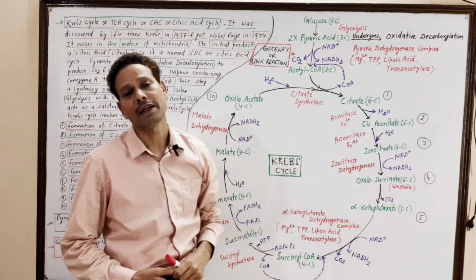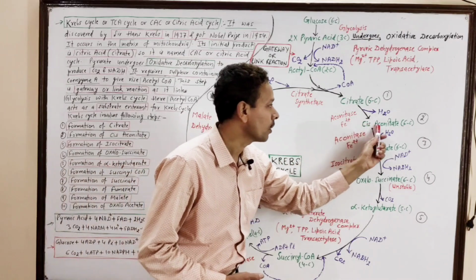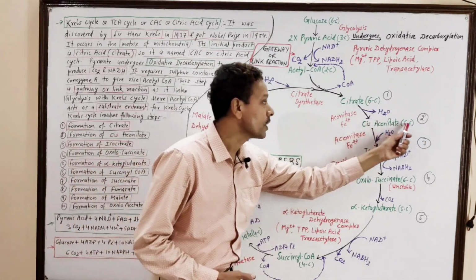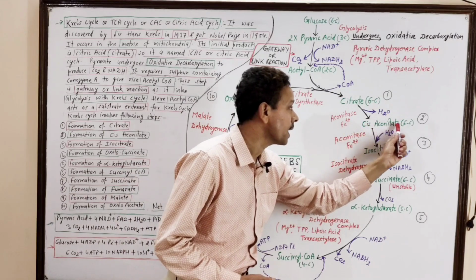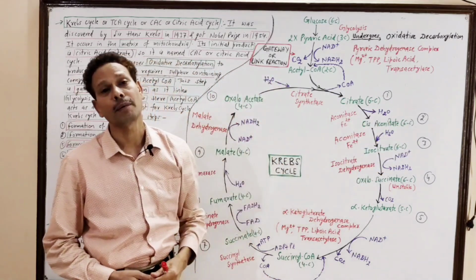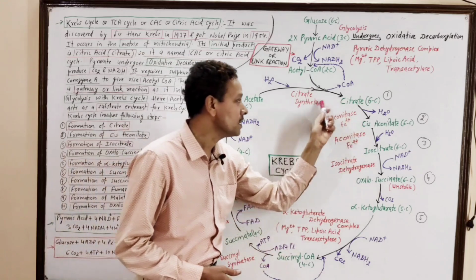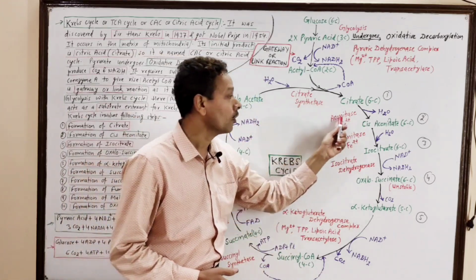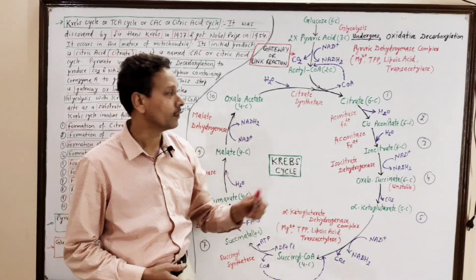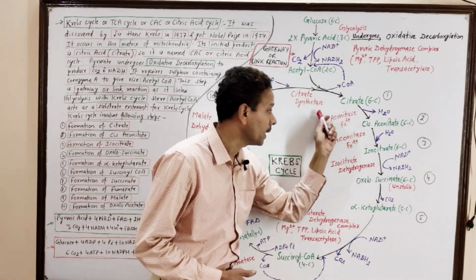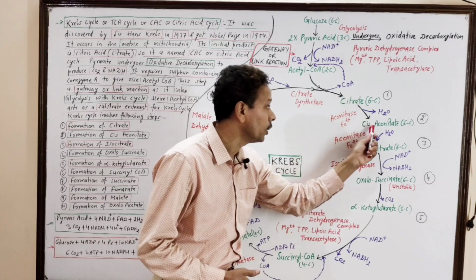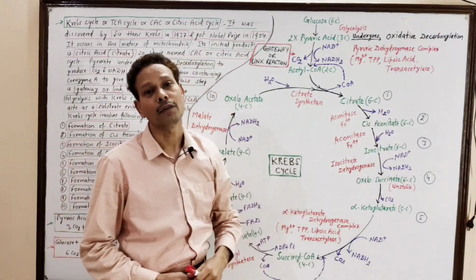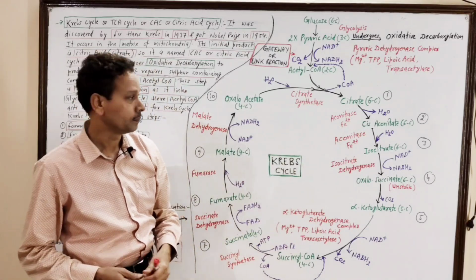Second step of Krebs cycle is the formation of cis-aconitate, again a 6 carbon compound. It requires an iron containing enzyme, aconitase, and this aconitase converts this citrate into an isomeric form, that is cis-aconitate, which is a 6 carbon compound.